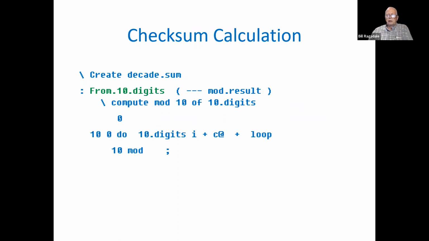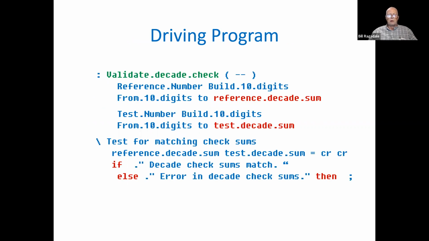For the first test, which is just a simple checksum, the word from dot 10 dot digits does that. It computes the mod 10 sum of the 10 bytes that are in the storage area. It's a simple do loop. It goes into 10 dot digits with I plus C fetch, gets a byte, adds it to the sum, and continues 10 times, and then does a 10 mod at the end to reduce to a decimal number. The driving program, in this case of the simple checksum, is quite readable.